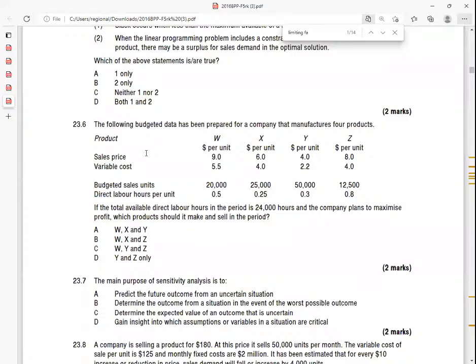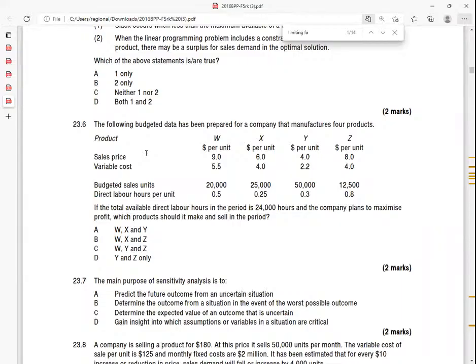I can see the selling price for each. I can see the variable cost for each. And then I can see the budgeted sales units, which is the same as the demanded units here. Then I can see direct labor hours per unit. If the total available direct labor hours in the period is 24,000 hours, and the company plans to maximize profit, which product should it make and sell in the period?